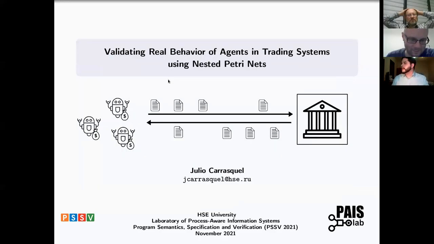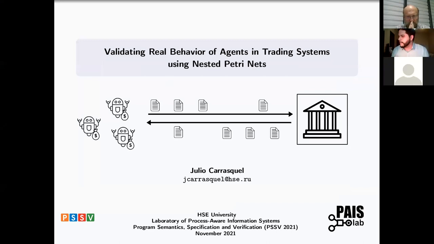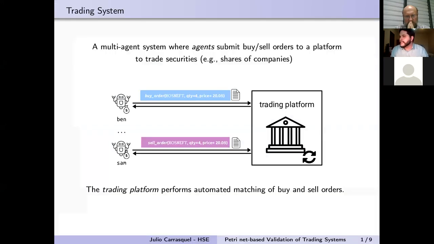Good afternoon. I am a researcher from HSE in Moscow, the Laboratory of Process-Aware Information Systems, PAIS Lab. And our work is to validate trading systems using formal models, Petri nets. First of all, what is a trading system? We can define it as a multi-agent system where we have agents that submit buy and sell orders to a platform to trade securities.